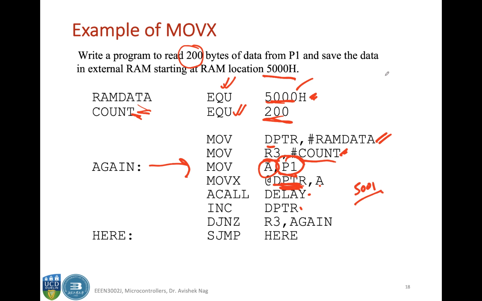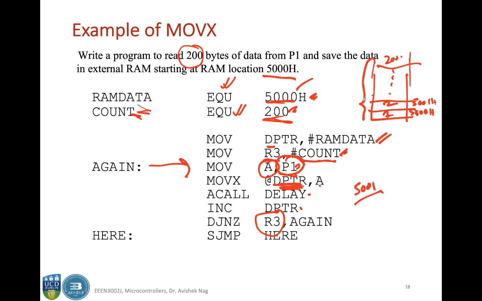So let's say this is the part of the RAM where you are moving the data. This starts at 5000H. Here the first byte is moved. Next is 5001. Here the next byte is moved. In this way, you move the 200 bytes all from your port 1. And by making this arrangement DJNZ R3 again, where R3 is initialized to 200, you are repeating this 200 times so that you read 200 bytes from port 1 and store them sequentially in your RAM location starting from 5000 and then up to this location.